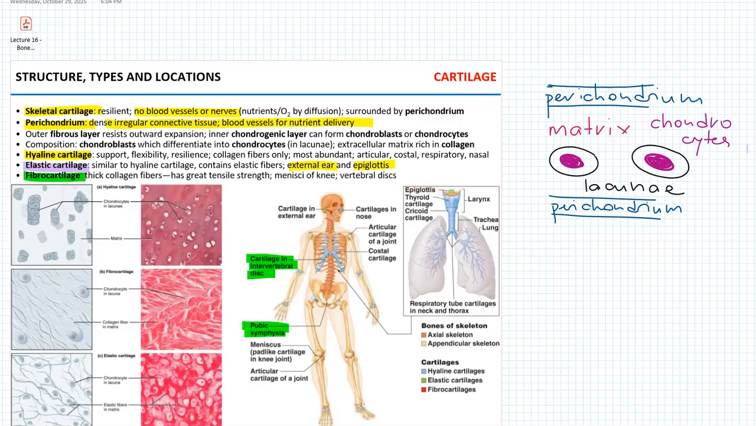So when you study for your cartilage coverage, you can memorize where elastic is found, which is easy: ear and epiglottis. Where fibrocartilage is found, which is also easy: intervertebral discs, pubic symphysis. Oh, I forgot one more about fibrocartilage, menisci. Okay, menisci in the knee. And everything else is hyaline cartilage.